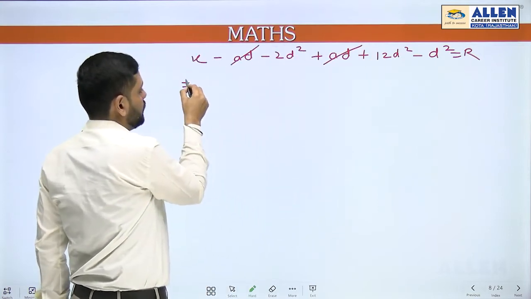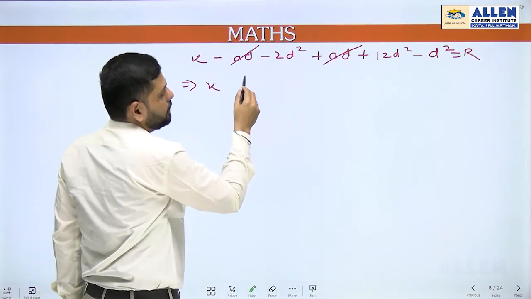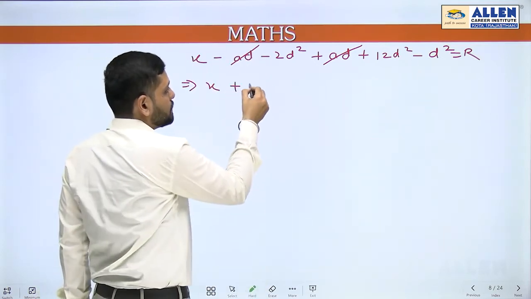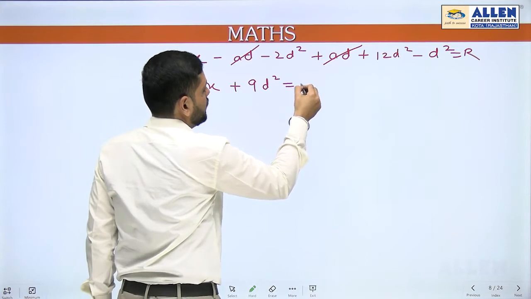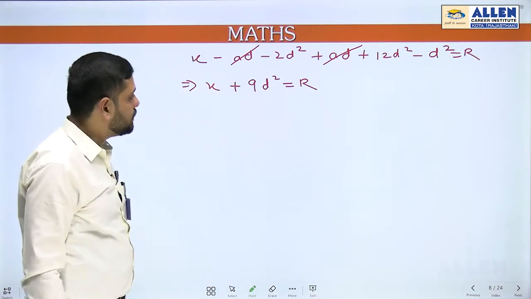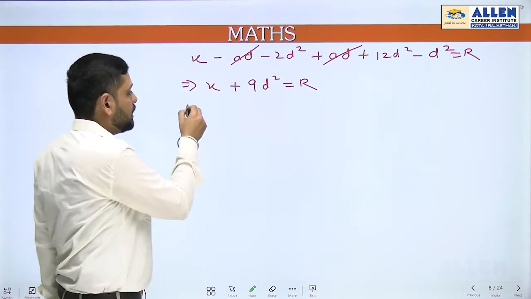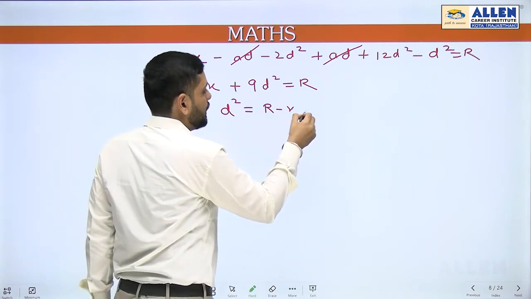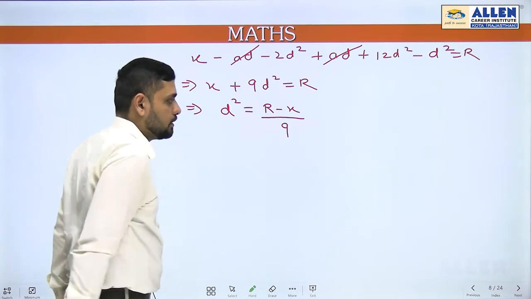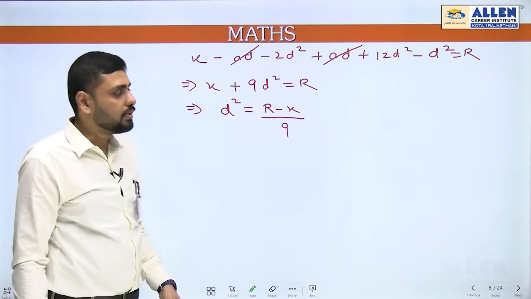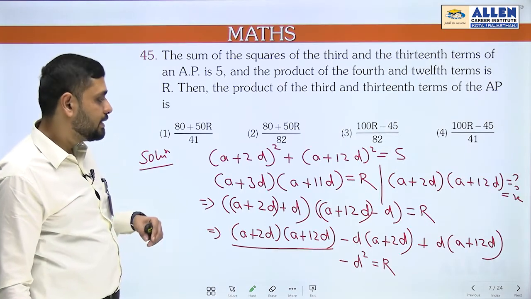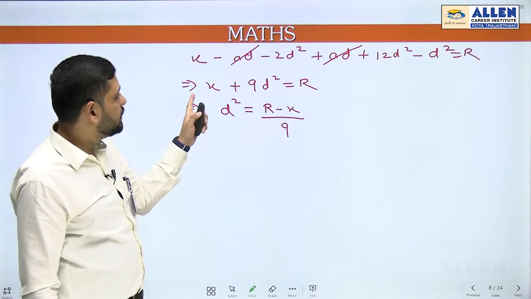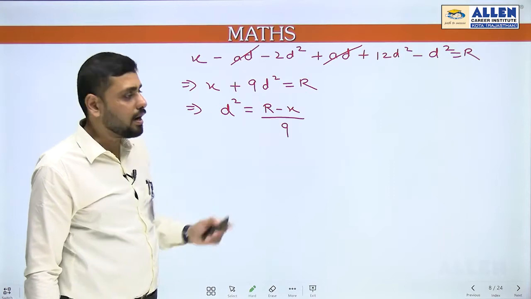So what we will get? We will get x. Here we will get minus 2d square minus d square, that is minus 3d square. So x plus 9d square equal to r. This is the value of x we will get. So here we'll find the value of d square as r minus x upon 9. Because we require the value of d square, and where it is required, we'll see it here. So in this way we got the relation of x and r, right.